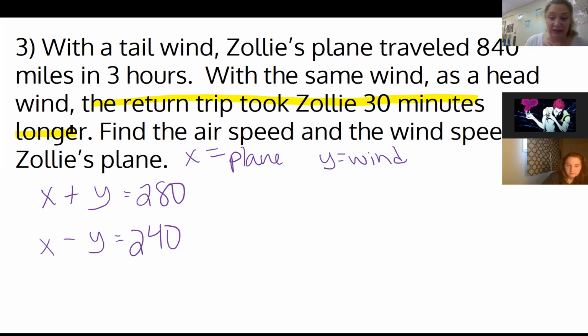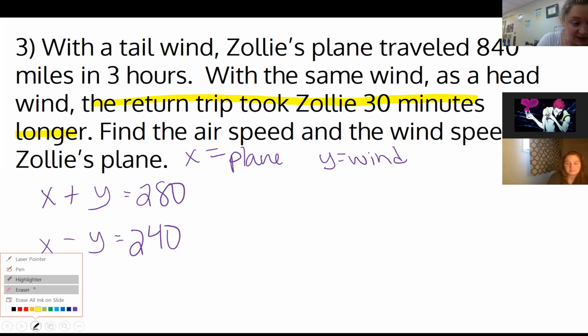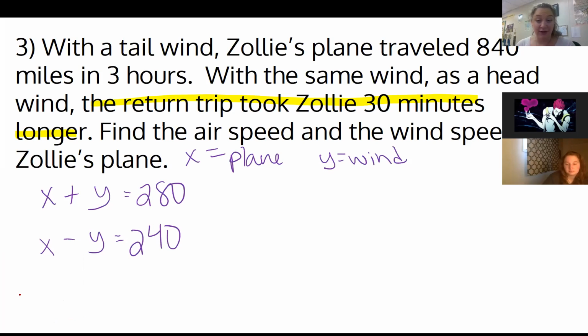Whether you like substitution or elimination, one of them is kind of throwing itself in your face, isn't it? Which one do you think we should probably use? Definitely elimination, because look how it's already set up. You already have a positive y and negative y. And I know I've said it a million times, I'm going to say it a million more times: it's always set up like this, x plus y, x minus y. It's always set up and ready to go to be an elimination problem.